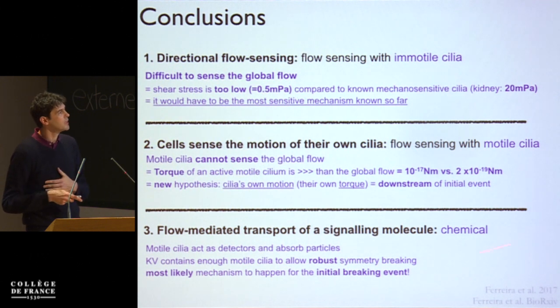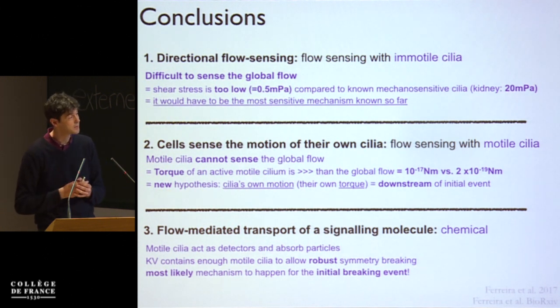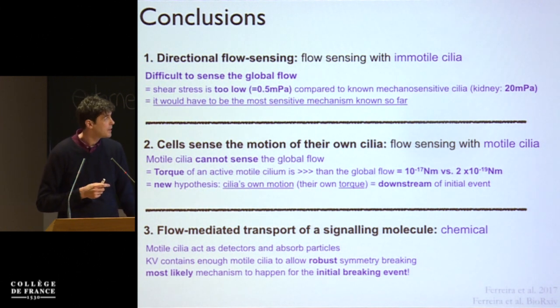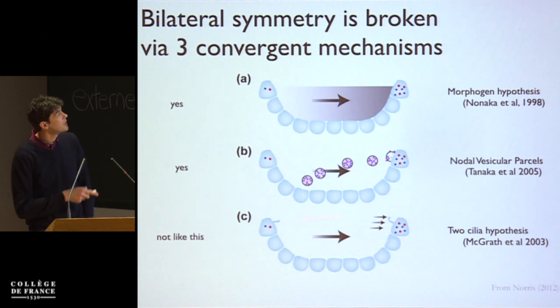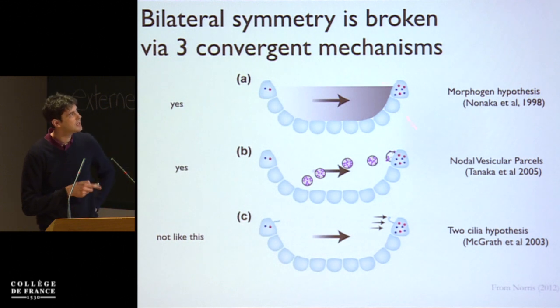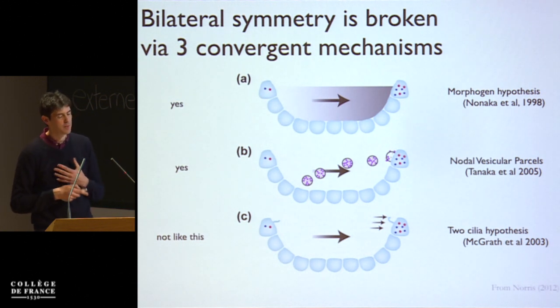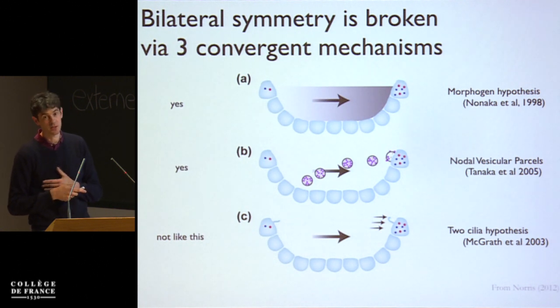And finally, we are favoring the chemical hypothesis because we think that in terms of simulation, it's the system that allows a robust symmetry breaking. So to conclude, these 2 suggestions that were made in mouse are certainly plausible in fish. This assumption, in the way it's described, is certainly not possible, in particular the fact that these cilia should be deflected in the same way as the cilia on the other side.